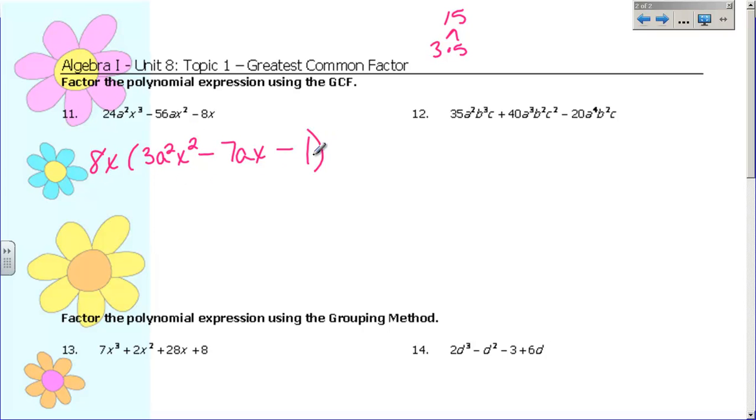This times this will equal what I started with if I multiply it. If I were to do the distributive property, this would be my answer. Okay, so these are the 2 factors of that polynomial.